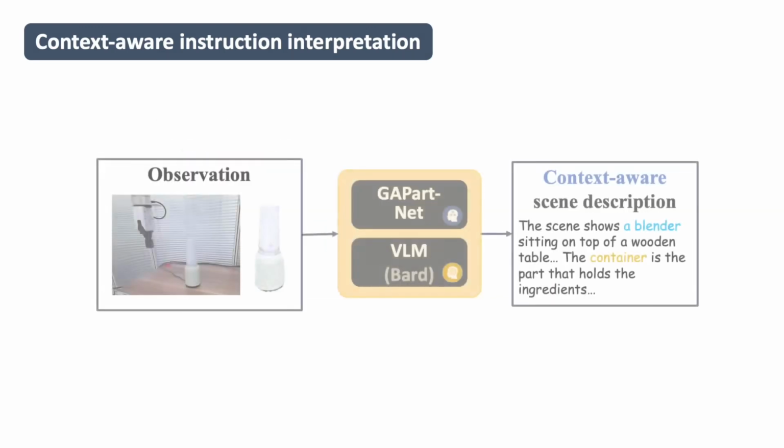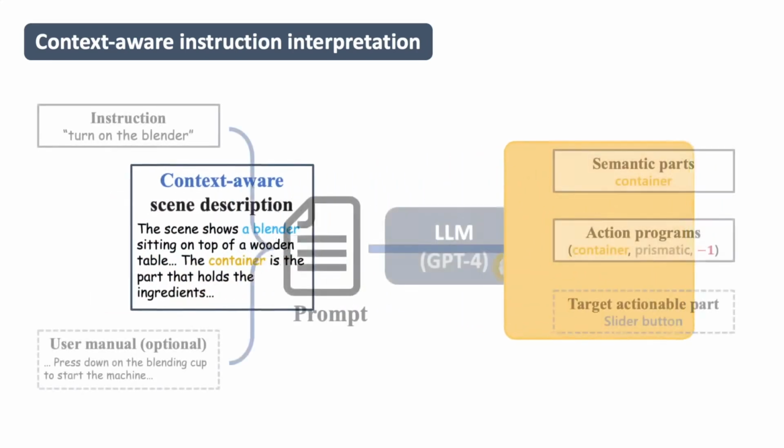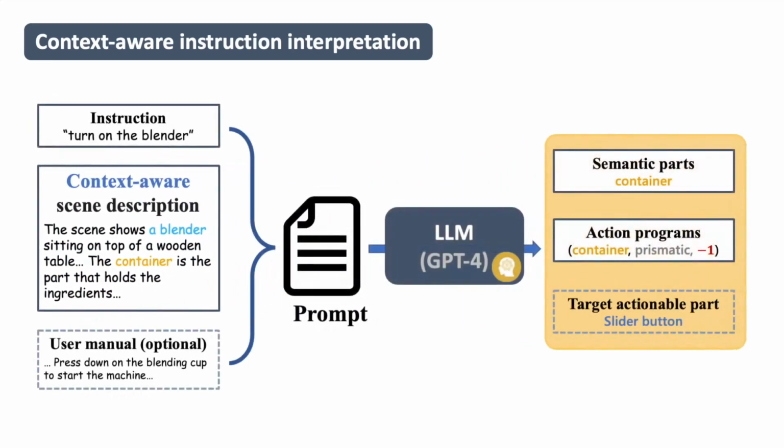To achieve so, we first mix the domain specialist model, GAP-PartNet, and the general-purpose large vision language model, BARD, to generate a context-aware scene description. The scene description along with the human language instruction and the optional user manual of the object are jointly embedded in a template prompt and are then input to GPT-4 to generate semantic parts names and the action programs.